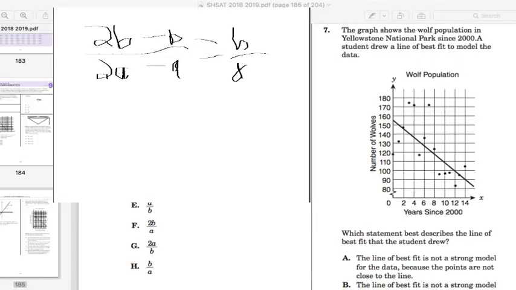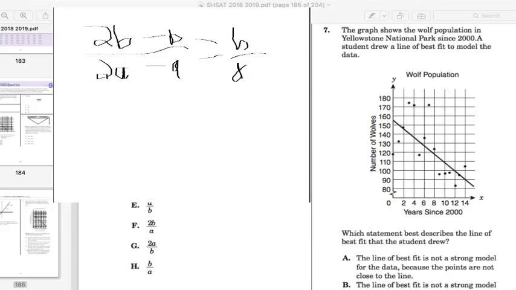The graph shows the wolf population in the Yellowstone National Park since the year 2000. So what I like to do when I have a math problem is I actually don't like to read the question. I like to analyze the illustration first and make sure I understand it. What I'm going to do is throw questions at it without knowing what the question is, without knowing what the intro paragraph is, and without knowing what the answers are.